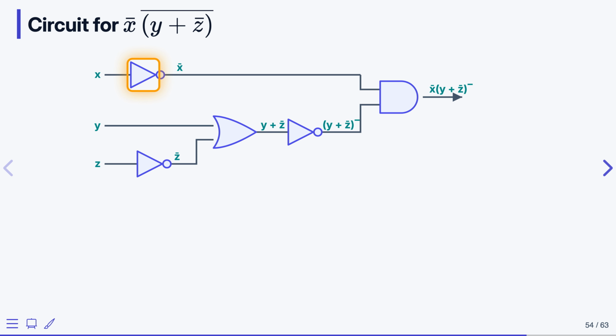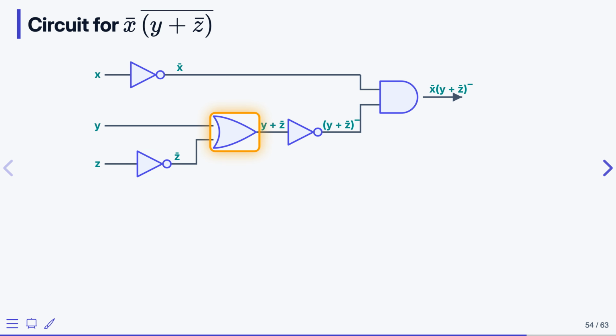Now the drawing. Follow the 3 inputs. At the top, x meets an inverter and the wire becomes bar x. It runs a long way to the right, all the way to the final AND gate. At the bottom, z meets an inverter and becomes bar z.